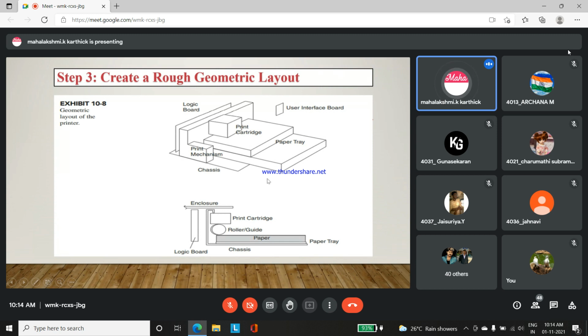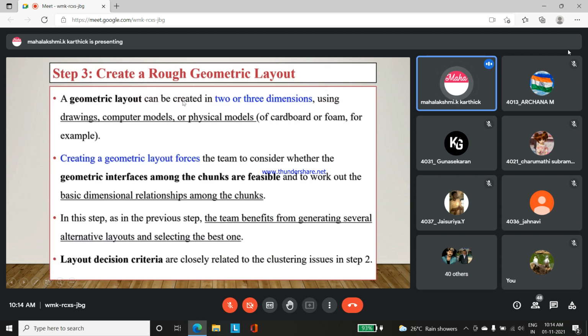The best example is shown in front of you. How will a logic board appear in a product? What print mechanism should be fitted in which part? This is the overall layout of the product, 2-dimensional here. So a geometric layout can be created in 2 or 3 dimensions using a drawing or using a computer model, CAD tools, or a physical model like a mock-up, some physical part, like cardboard or foam, for example.